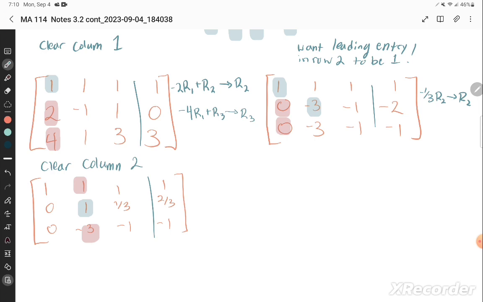And the way I'm going to do that is by taking negative row 2. Sorry if you can't read my handwriting. Negative row 2. Really trying here. And then adding it to row 1 to get new row 1. And then I'm going to do 3 row 2 and then add it to row 3 to get new row 3.